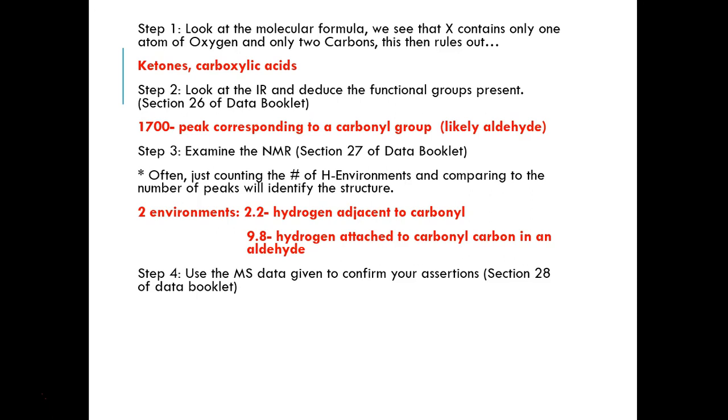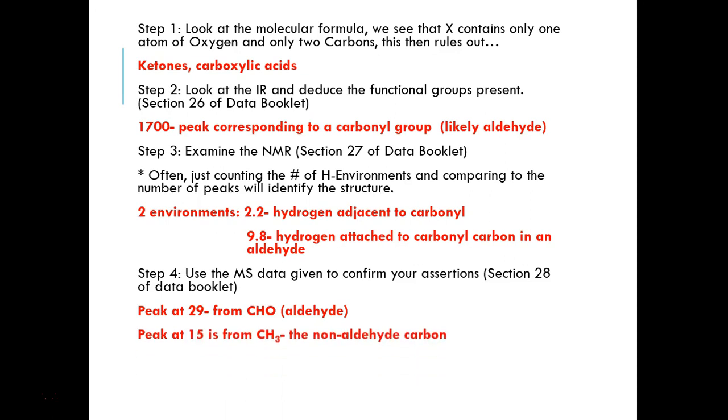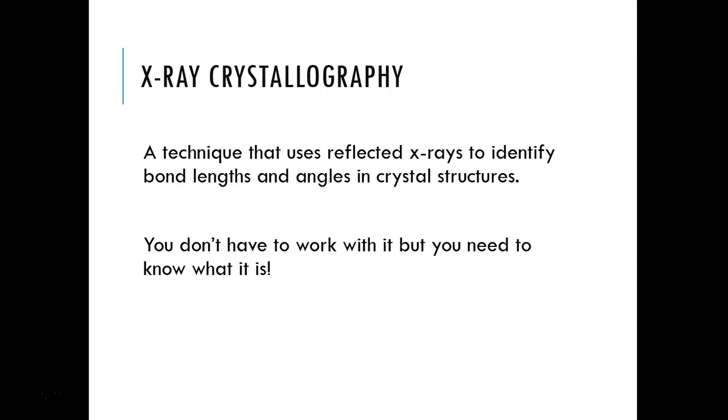And in step 4, we're going to use the mass spec data to confirm what we think. There's a peak at 29, and that makes sense. That indicates that we would have an aldehyde. The peak at 15 is from the methyl group, which is the non-aldehyde carbon, so we have ethanol.